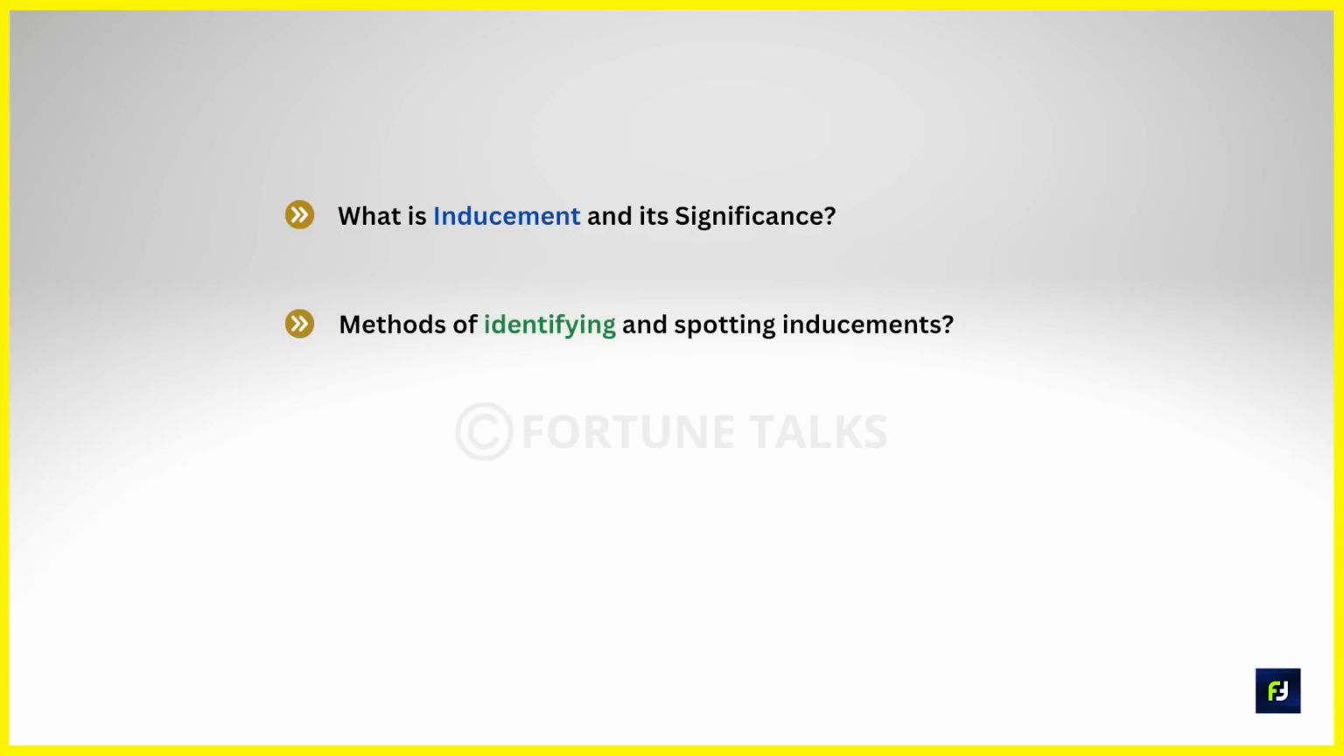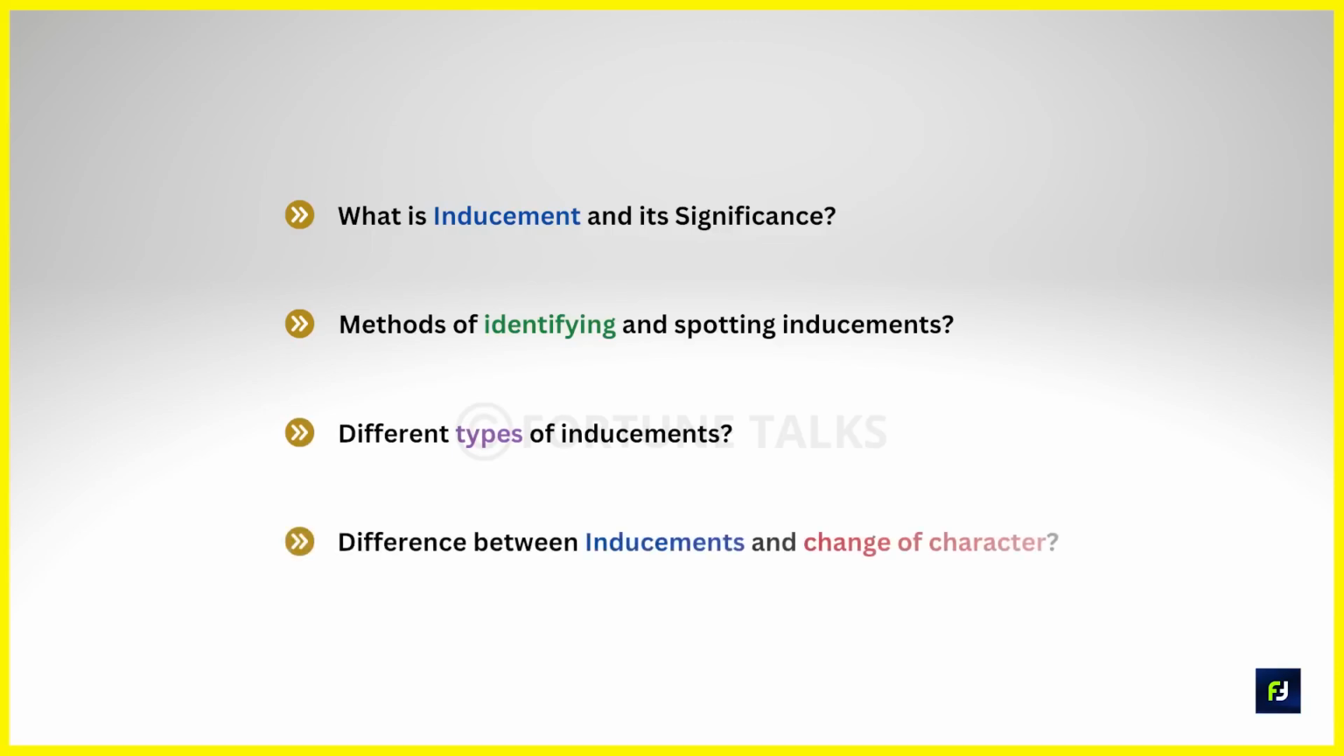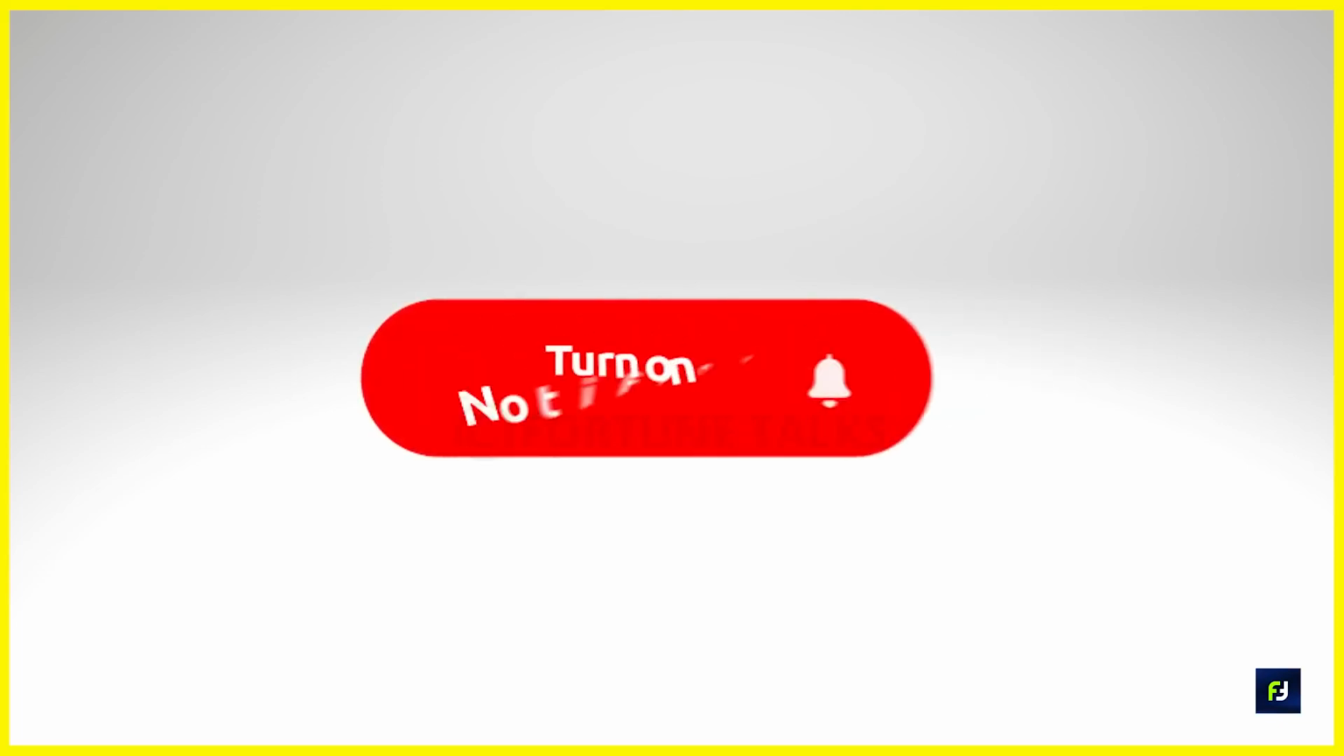So in this video, we will understand what inducement is and what its significance is. Then we will learn different methods of identifying and spotting inducements in the market. Further, we will discuss the different types of inducements, namely major and minor inducements. And finally, we will understand the difference between inducements and change of character. So watch the video till the end to gain a complete understanding of the entire topic.